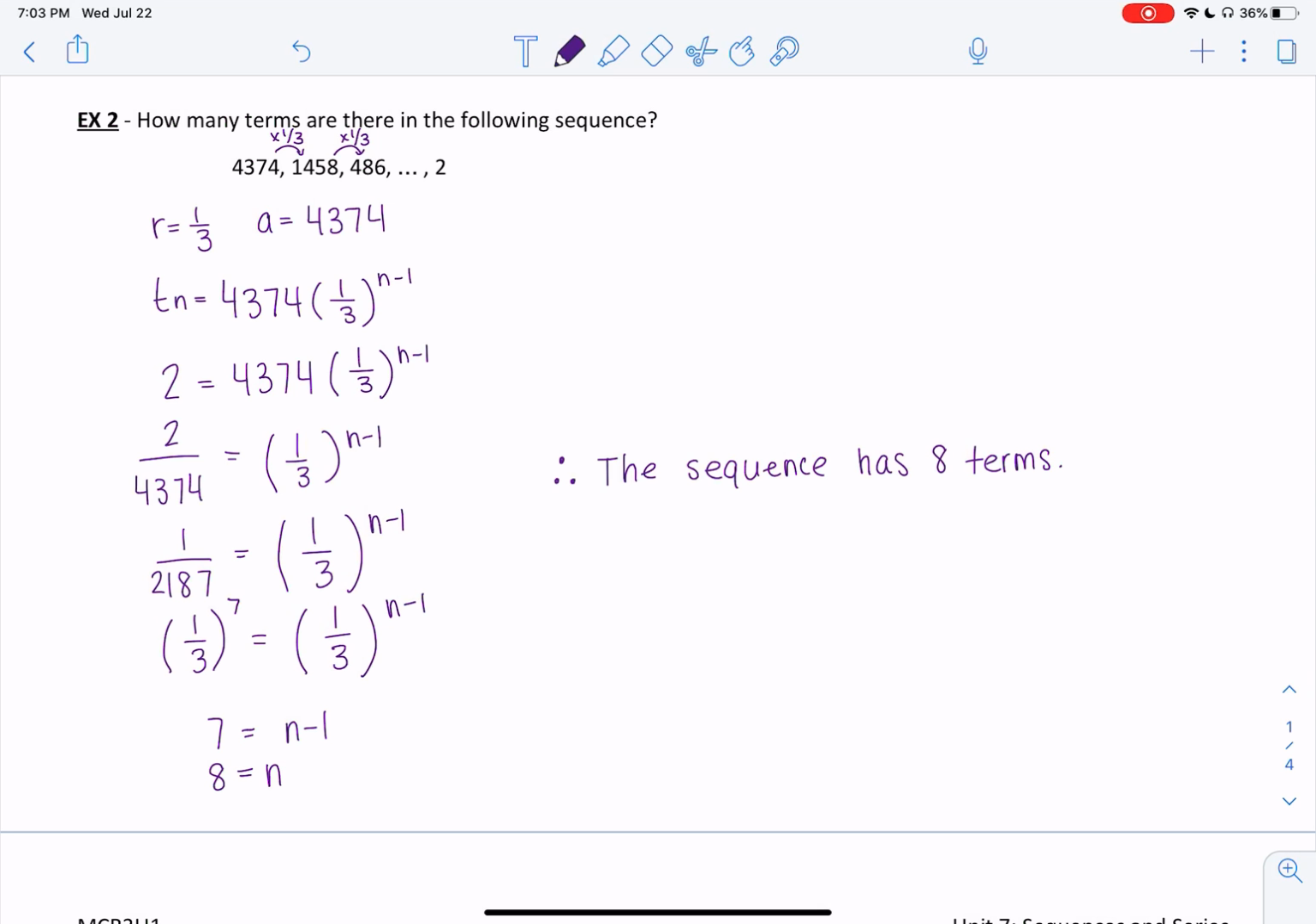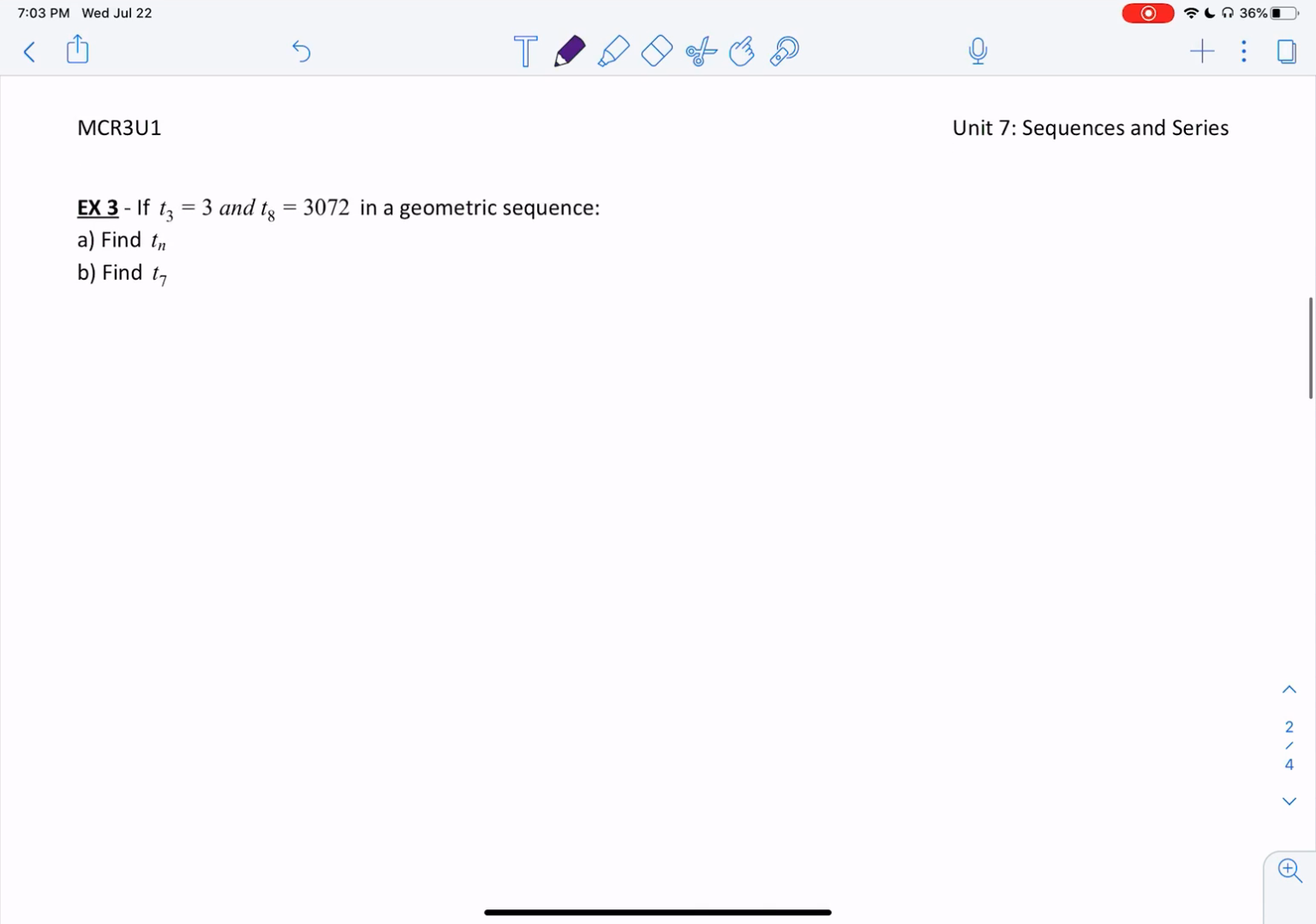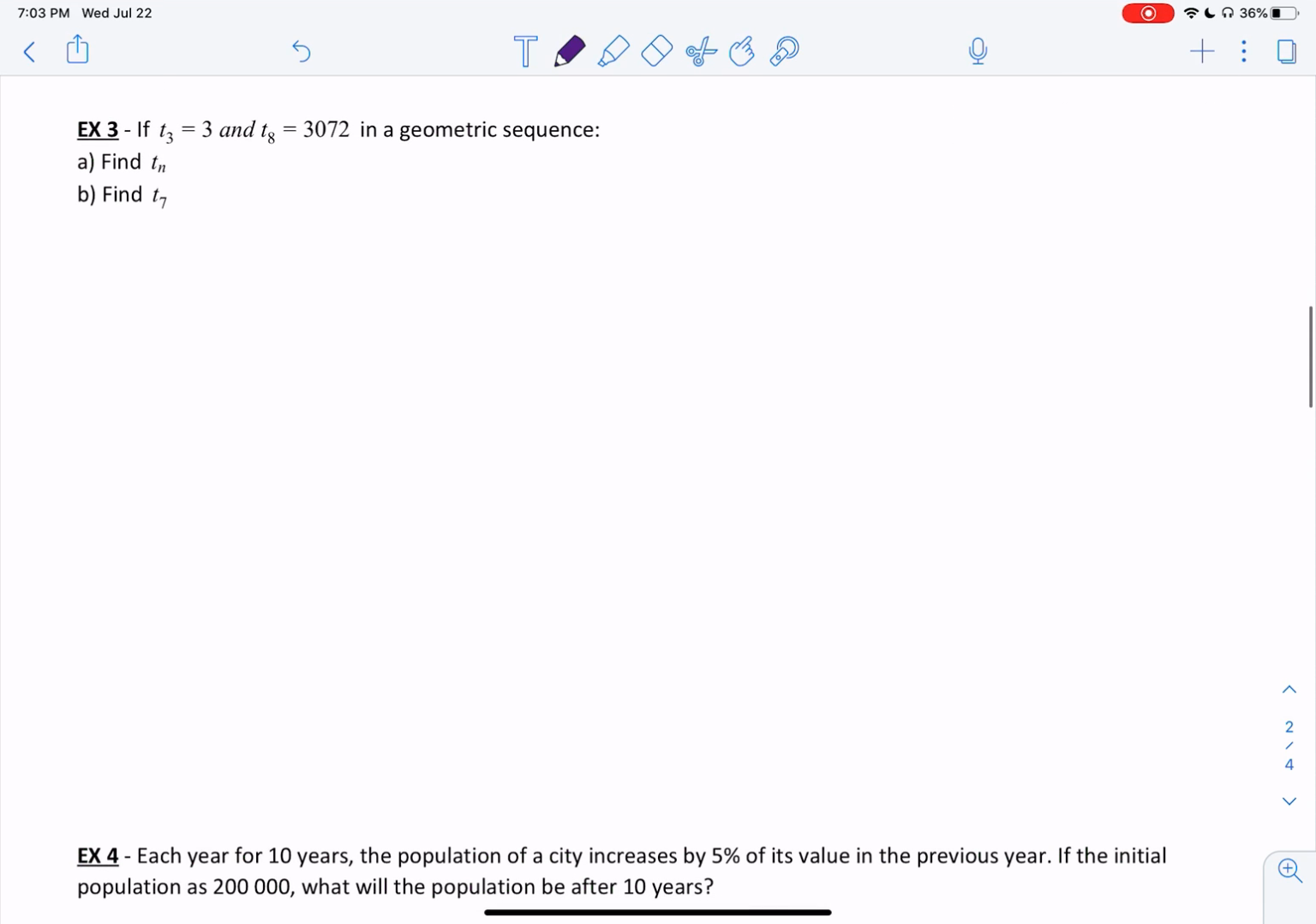Okay, let's try another example. We have 2 more. So example 3 tells us that the third term is 3 and the 8th term is 3,072, and that they are in a geometric sequence. So the first thing we need to do is find our general formula for the nth term. And then once we have that, we'll find the value of our 7th term.